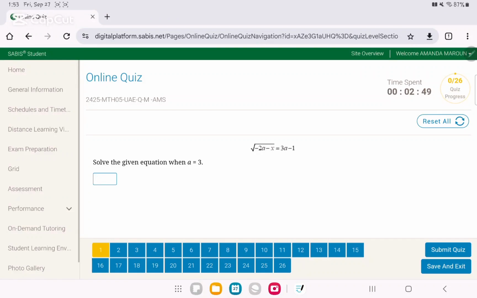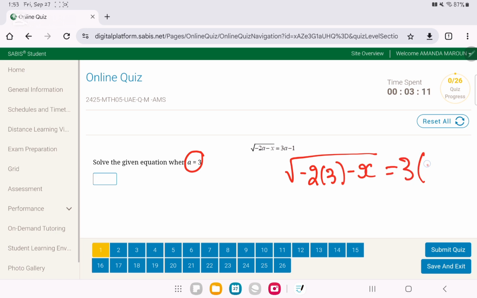Hi guys, so today I'll be explaining the math quiz of term 1 week 6. So let's start. Solve the given equation when a is equal to 3. So very simply we have a is equal to 3. We need to substitute a by 3. So it will become radical minus 2 times 3 minus x is equal to 3 times 3 minus 1.